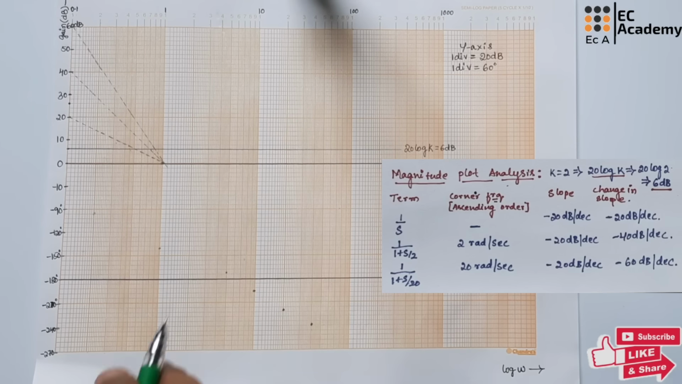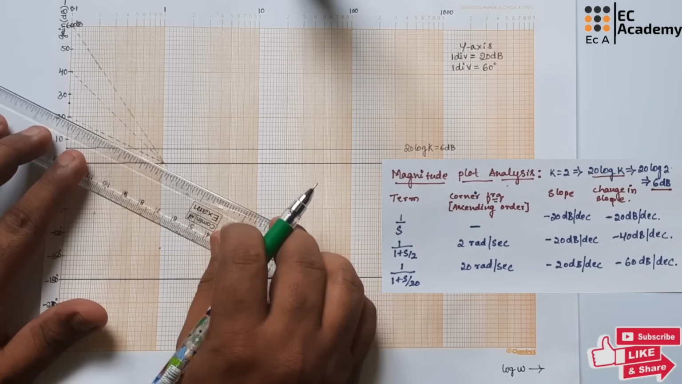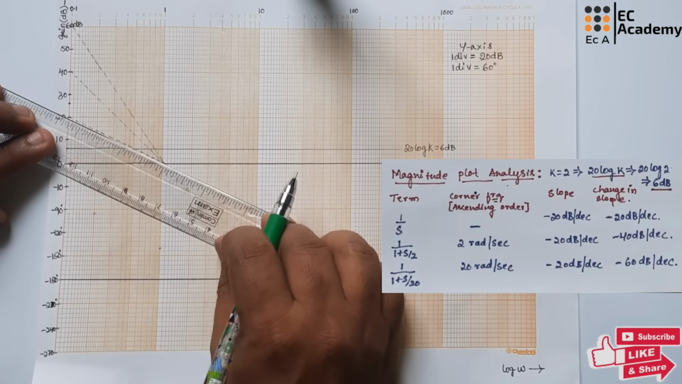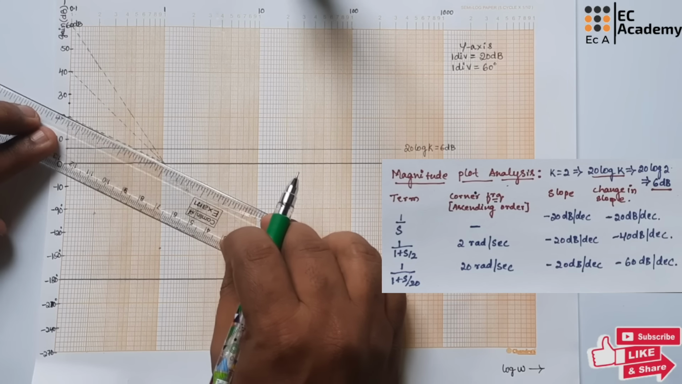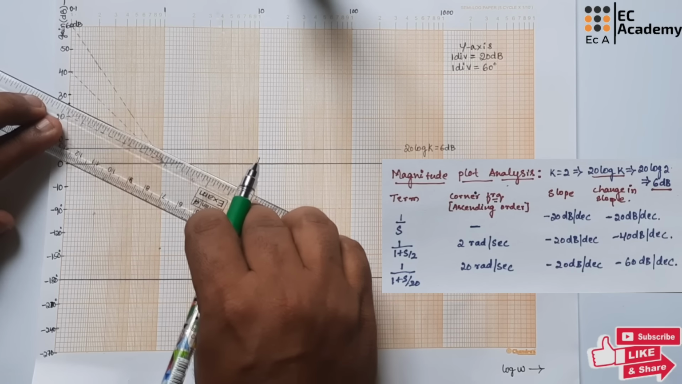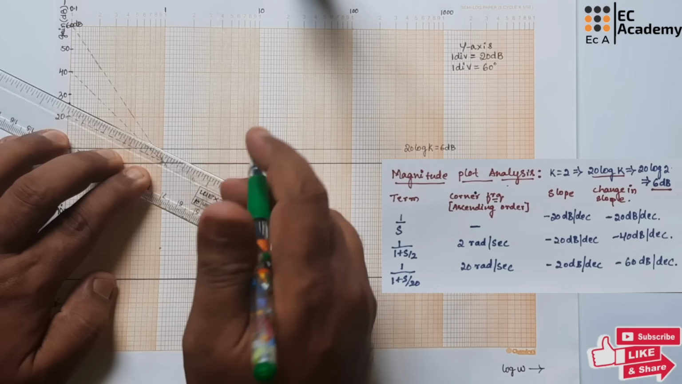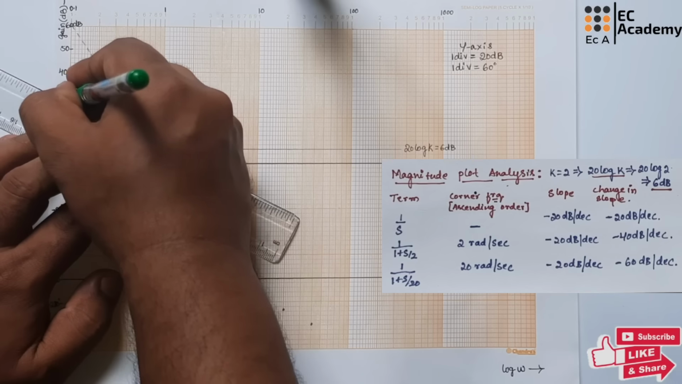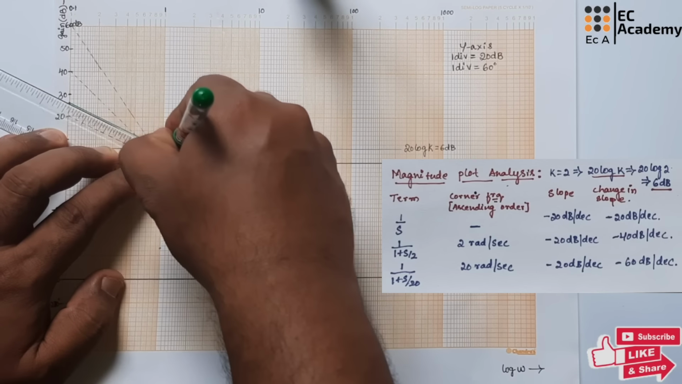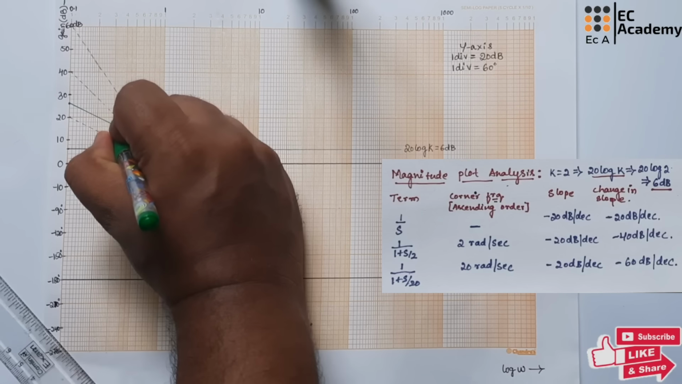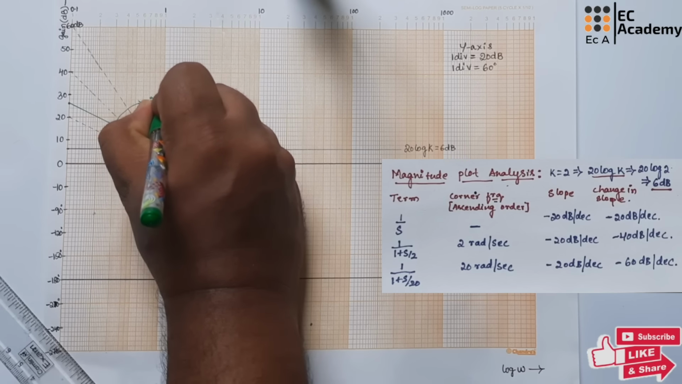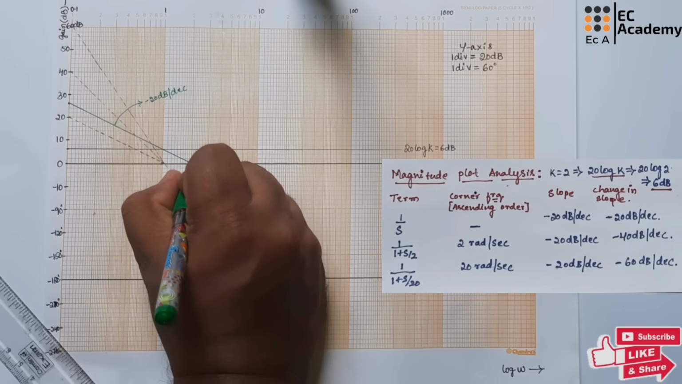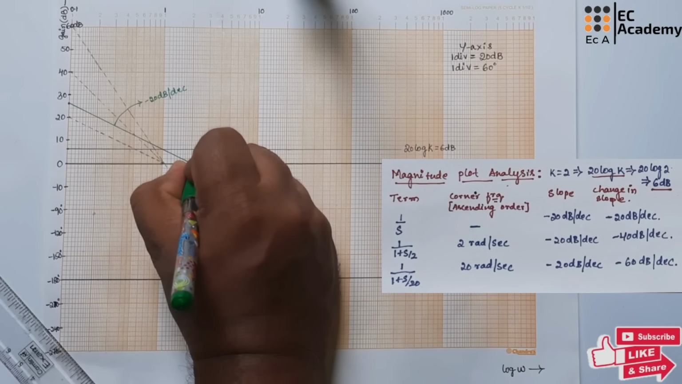So what we can do, we can place the scale here at 20 dB slope. We'll shift this to this point so that we'll get a point somewhere here. Okay, so we'll draw the straight line. So this is minus 20 dB per decade slope at first corner frequency, which is omega C1.